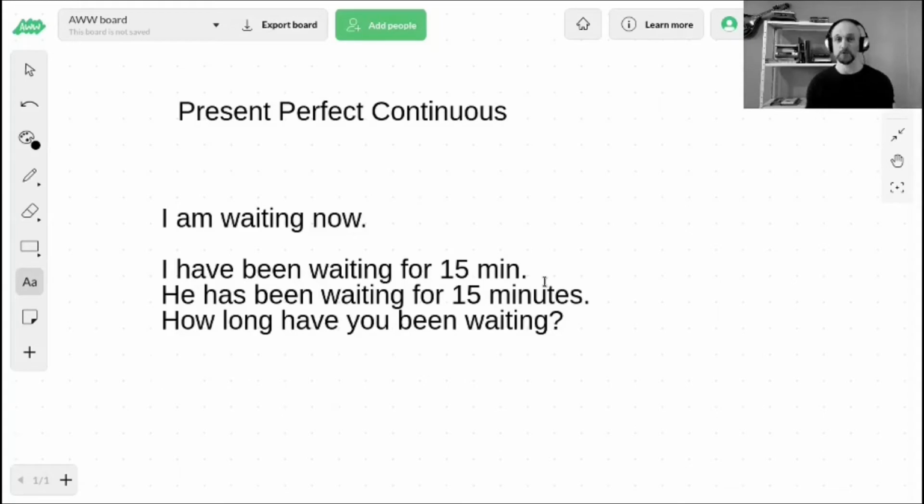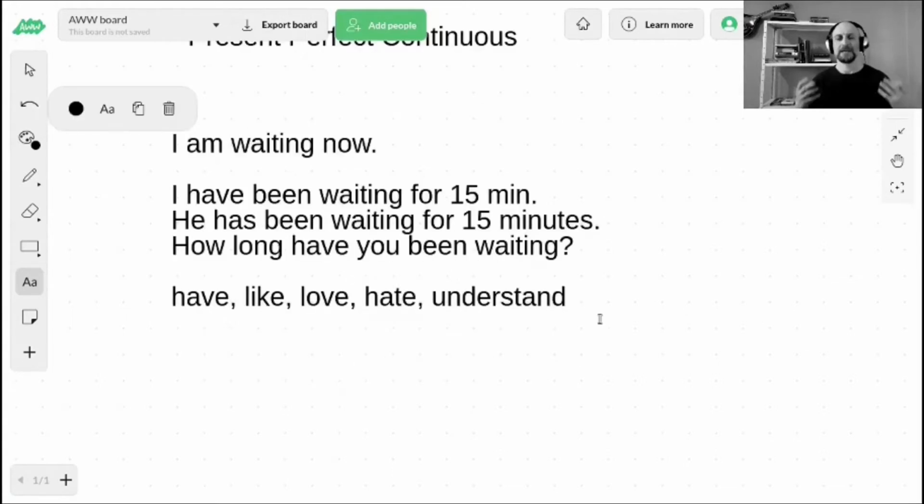In some cases, we cannot use present perfect continuous in a similar scenario. And that goes for state verbs. For example, have, like, love, hate, understand. In their basic meanings, they are state verbs, and with state verbs you cannot use continuous tenses. You cannot use present perfect continuous, obviously, either. So the only solution here is to use present perfect simple.